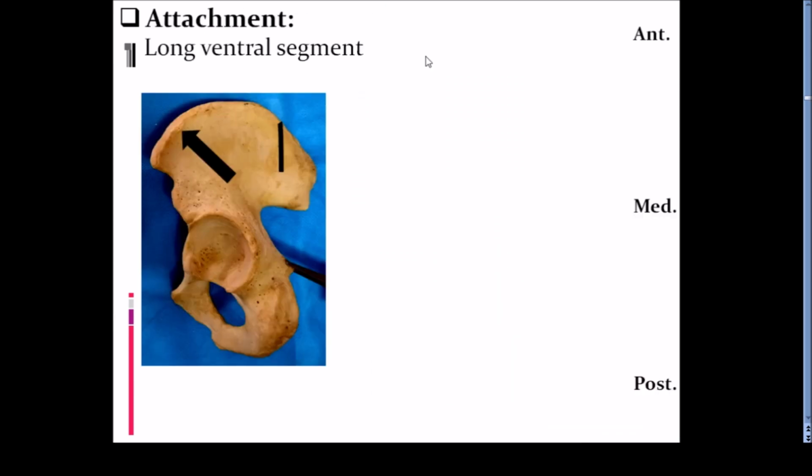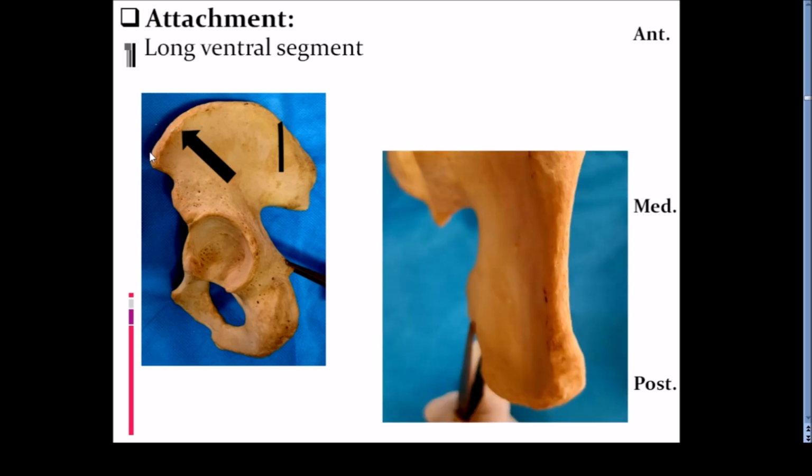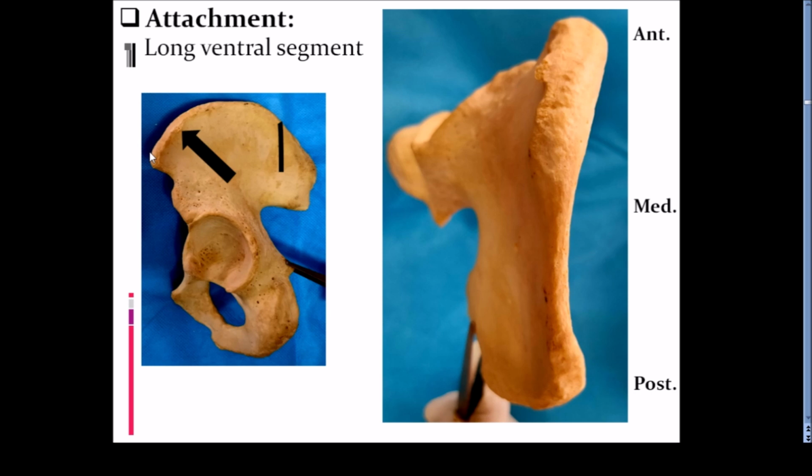Now the attachments on the long ventral segment. We divide the long ventral segment into two parts. This yellow line indicates the anterior 2/3 of the long ventral segment, and this red line indicates the posterior 1/3 of the long ventral segment. So we divide the whole long ventral segment into two parts, anterior 2/3 and posterior 1/3.